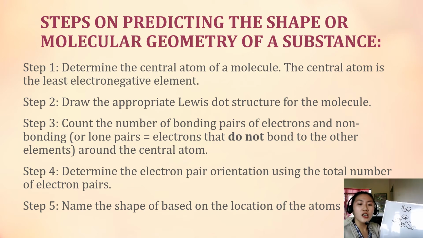Okay? So, next naman is to determine the electron pair orientation using the total number of electron pairs. Okay, so meron siyang dalawang electron pair. Next naman is name the shape of the molecule based on the location of the atoms. So here is an example.